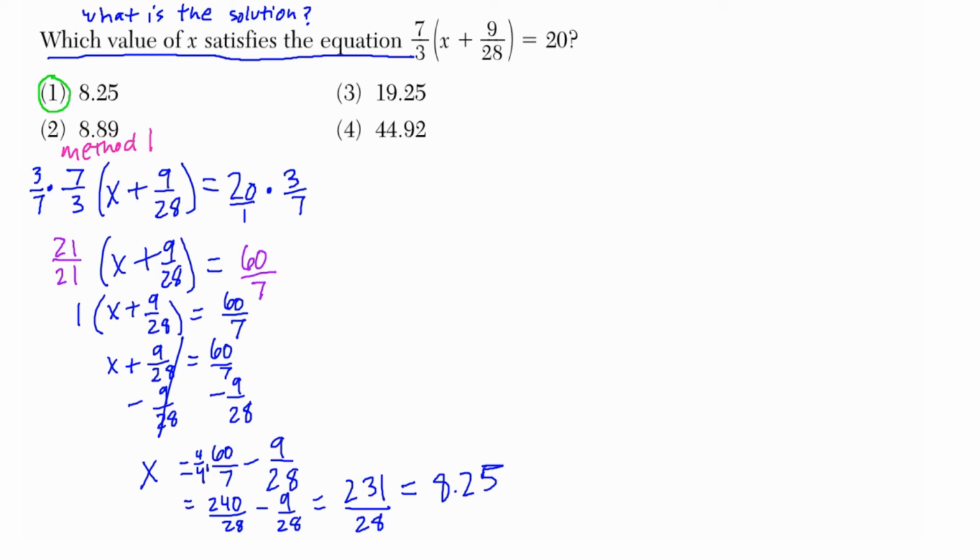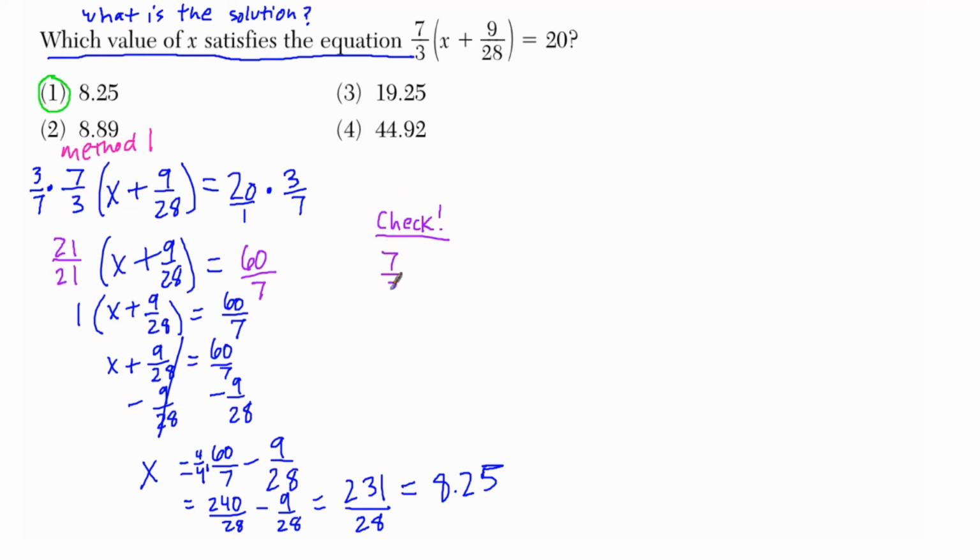But as you may have learned, it's always good to just check your answer. So if we got 8.25 and we want to make sure that 8.25 satisfies this equation, we can use our good habit of checking by substituting 8.25 in for x and seeing if this side of the equation, when we evaluate this side of the equation with x as 8.25, is equal to 20. So let's just do a quick check, just for good measure to make sure our answer choice is correct.